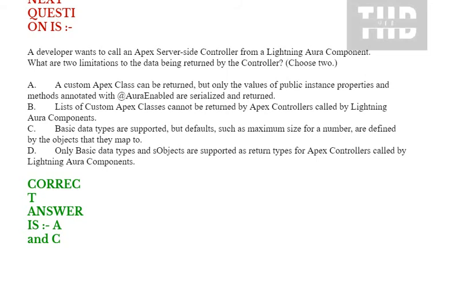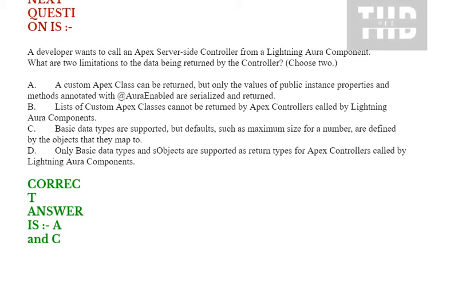Next question is, a developer wants to call an Apex server-side controller from a Lightning Aura component. What are two limitations to the data being returned by the controller? Choose two options. Option A. A custom Apex class can be returned, but only the value of public instance properties and methods annotated with @AuraEnabled are serialized and returned.